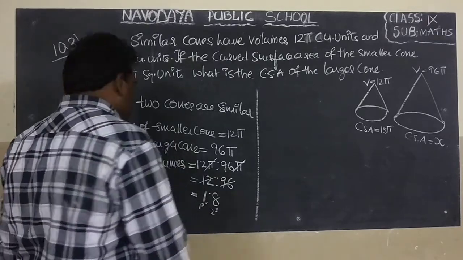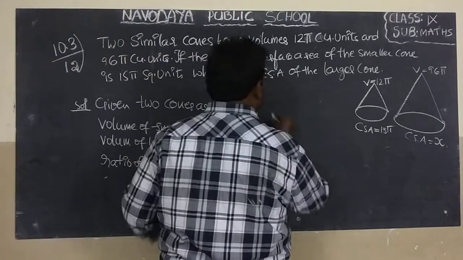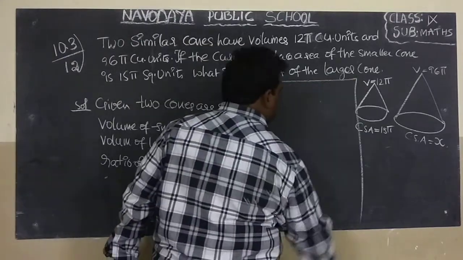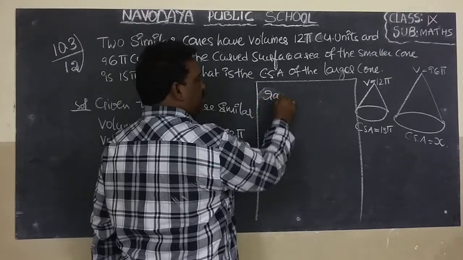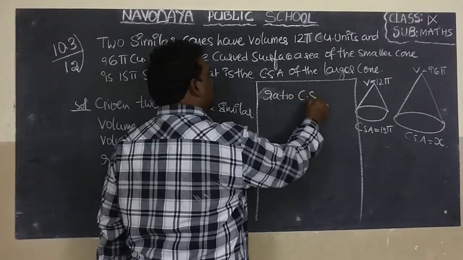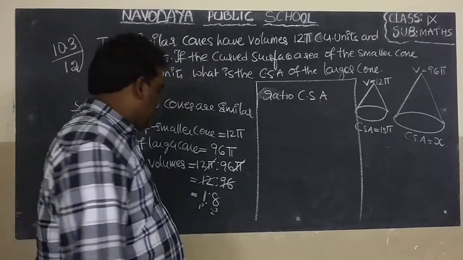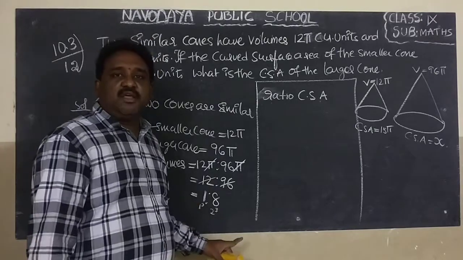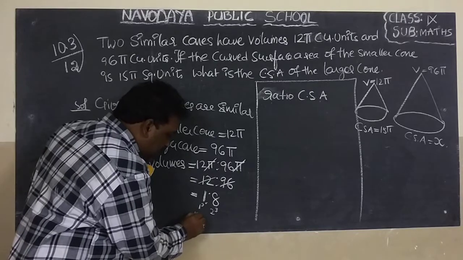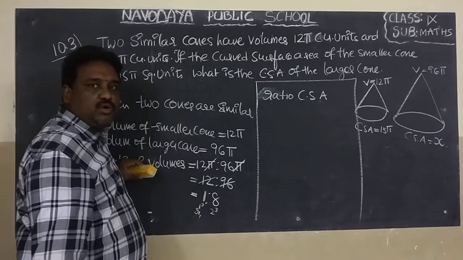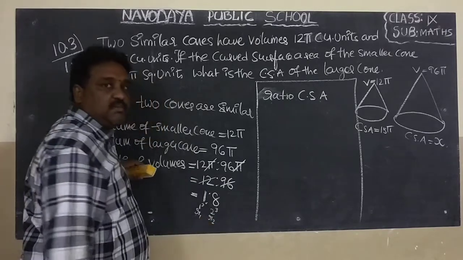Then next what? Next about CSA. Ratio of curved surface areas. So here volumes are in the ratio 1:8. 1 can be written as 1 cube, it is just like R1, radius of the smaller cone. 8 can be written as 2 cube, it is like R2, radius of the bigger cone.